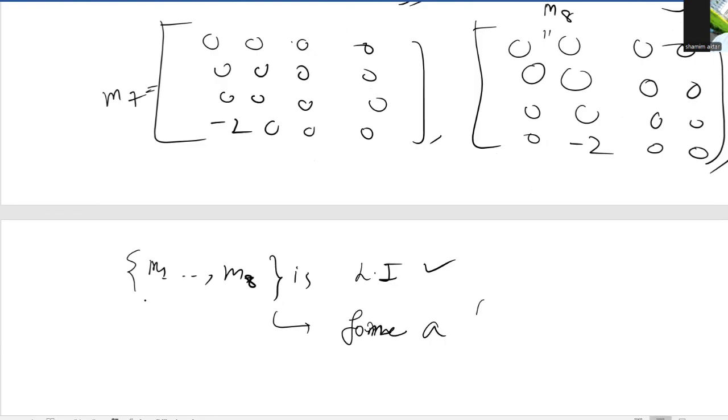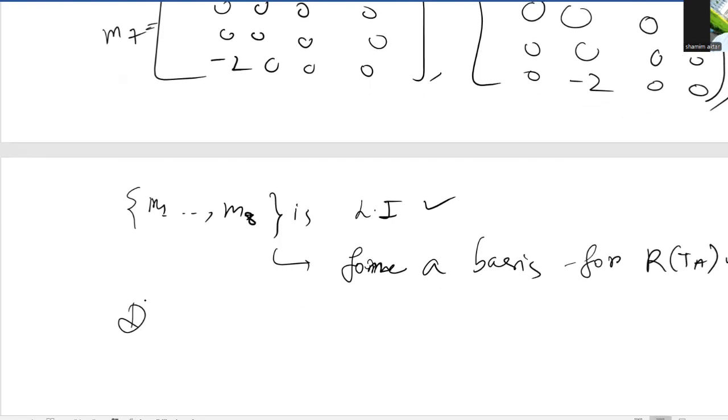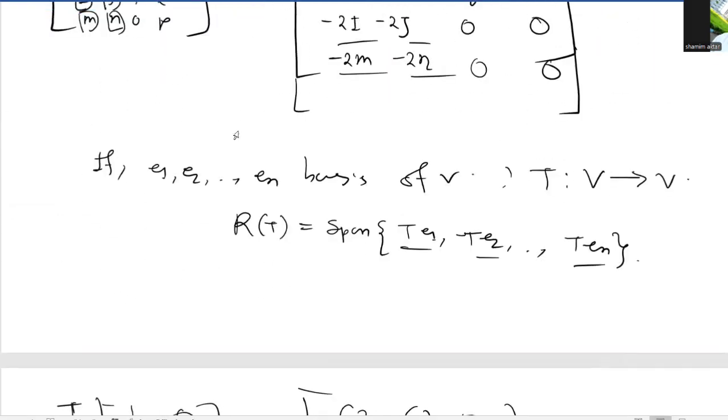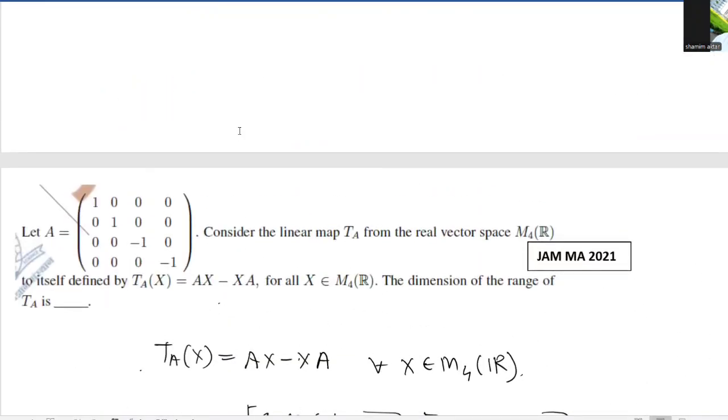So this forms a basis for the range set of T. Okay, so the dimension of the range set of T is equal to 8. Okay, the answer is 8. So the answer of the question is 8.